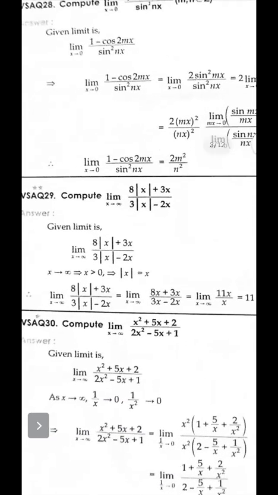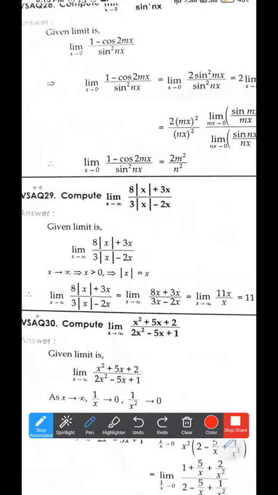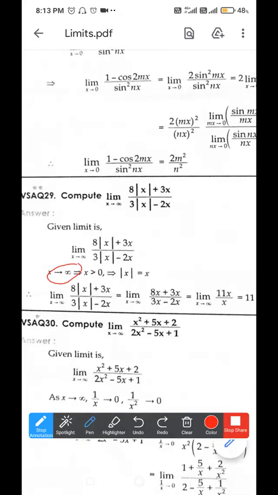Next, limit x tends to infinity. Here it has given x tends to infinity of (8 modulus of x plus 3x) by (3x minus 2x). So x tends to infinity. It means x is more than 0. If x is more than 0, it means it's positive. If it is positive, then we don't need to write modulus, right? Because it is a positive number.